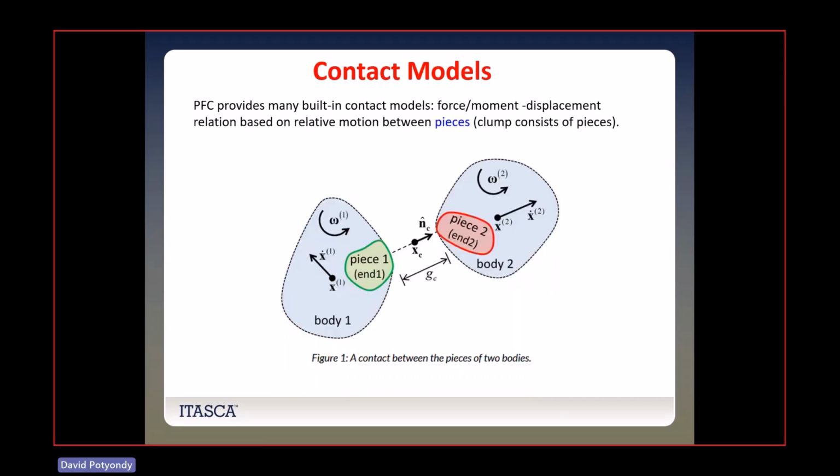This is just showing some stuff from the manual. It's just a local thing. This might be a clump. And really all that matters is the local. There's a contact. Look, it has a position in space. It has a local coordinate system. And it's between two surfaces actually.